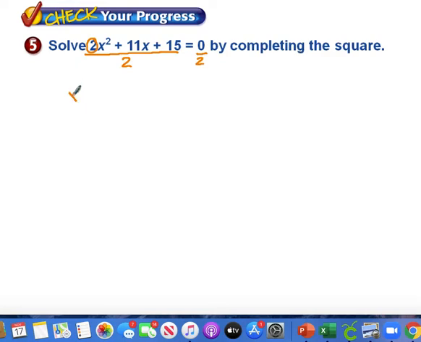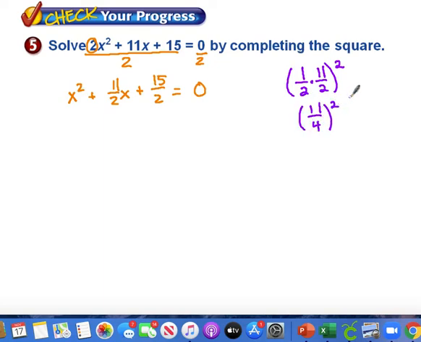That will give me a squared plus 11 halves x plus 15 halves is equal to 0. Once again, I've got to figure out what completes my square, so I'm going to take half of my b and square it. Well, this time half of b gives me 11 fourths, and 11 fourths squared gives me 121 sixteenths. This is what's going to complete my square.